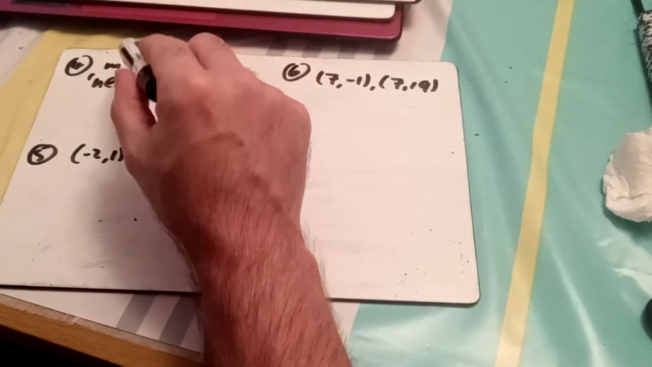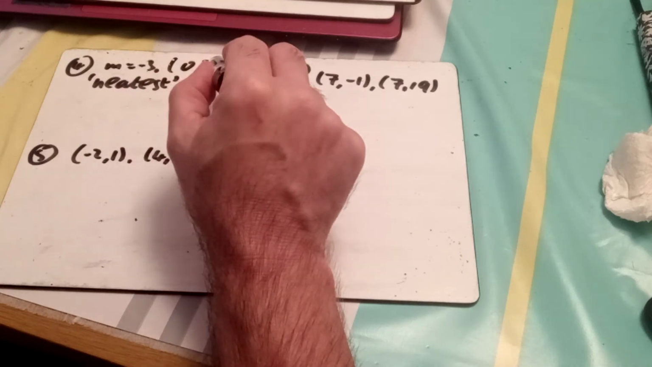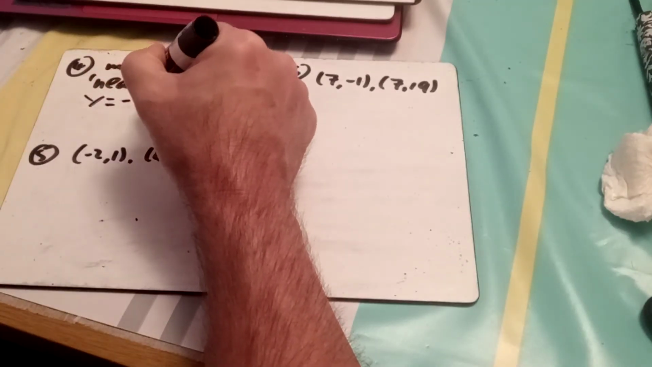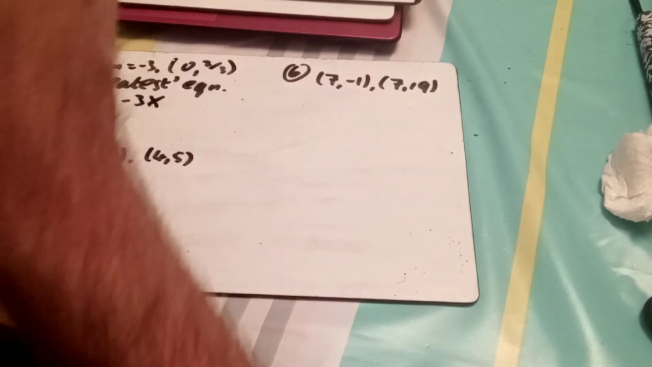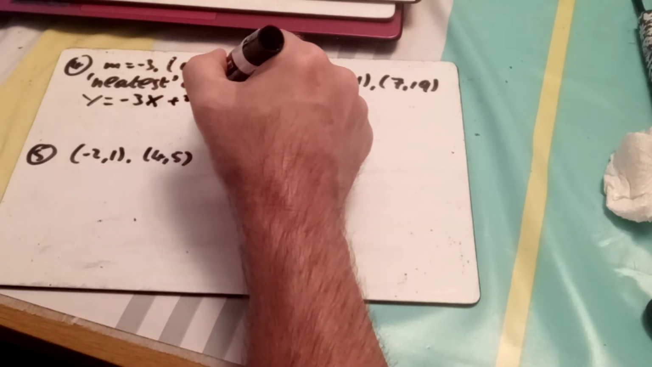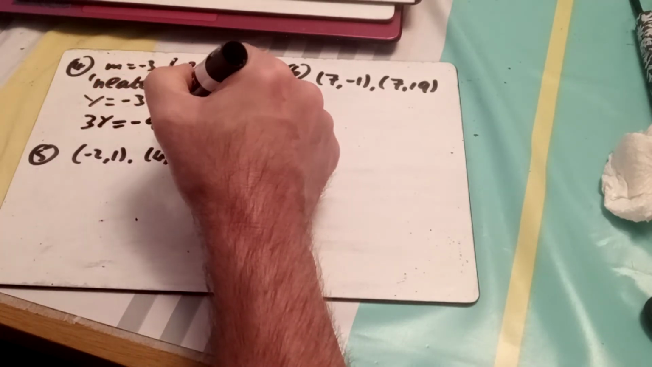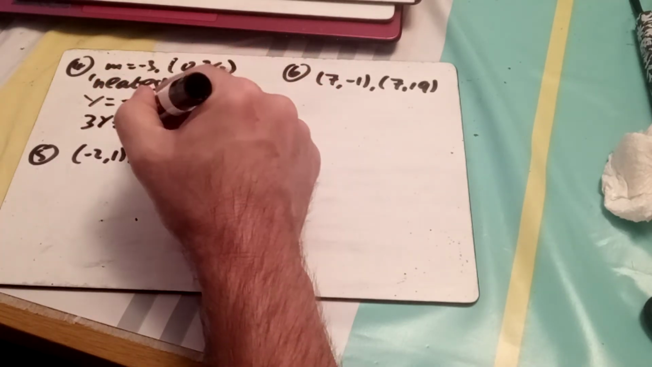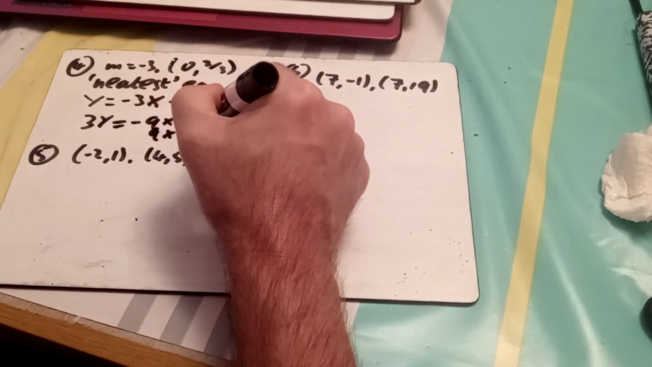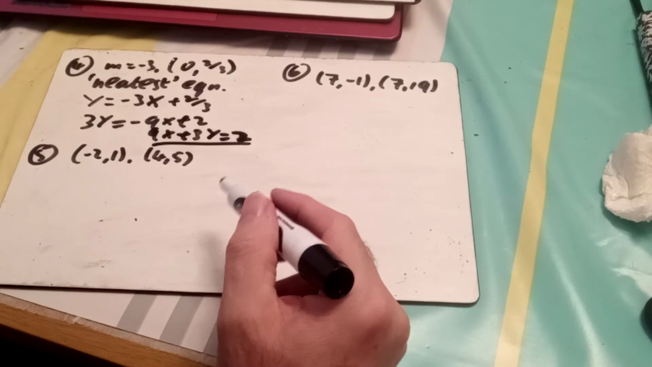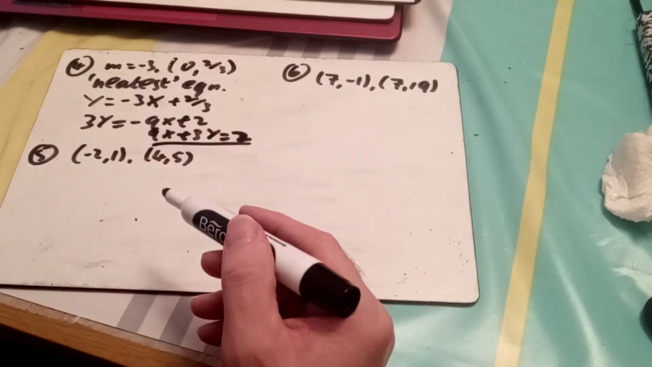We're given the gradient and the y-intercept, but it wants the neatest equation because there isn't one answer. So I can say that this is an equation, y equals minus 3x plus 2/3. We've got fractions in. Let's times everything by 3. 3y equals minus 9x plus 2, or 9x plus 3y equals 2. That's the neatest one because we've got no minuses in.